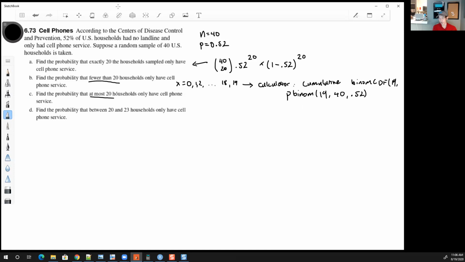Okay, at most 20. So this is a little bit of language gotcha things, okay? At most 20 means x is equal to 0, 1, 2, all the way up to 18, 19, and including 20, okay? So the difference is going to be pbinom plus whatever part A is. So the answer to C is going to be part B plus part A, or you can just get it with pbinom(20, 40, 0.52). It's the probability of getting 19 or fewer plus exactly 20. So part A plus part B will equal part C.